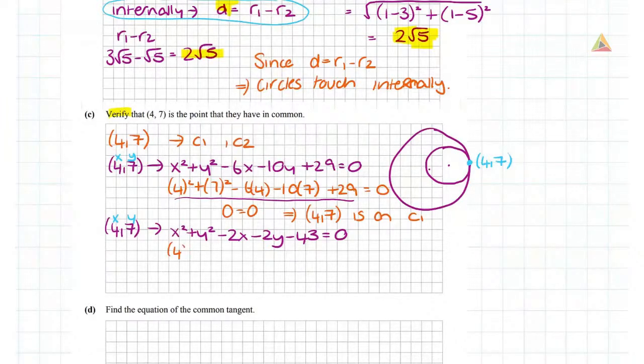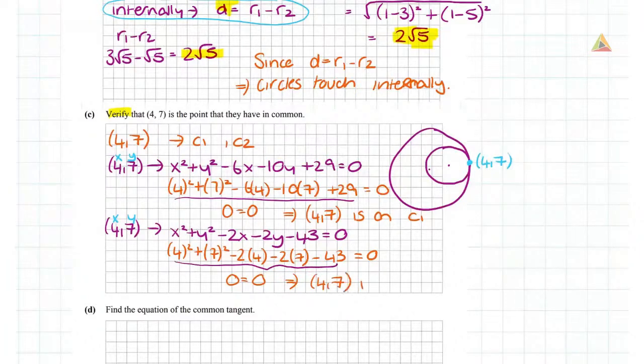So we're getting 4 squared plus 7 squared minus 2 times 4 minus 2 times 7 minus 43, and we're hoping that that equals 0. And again, just plug this straight into your calculator. We should be getting 0 equals 0, so therefore the point (4, 7) is also on the second circle, and therefore that's the point that they have in common, as we were asked at the start, in part C.